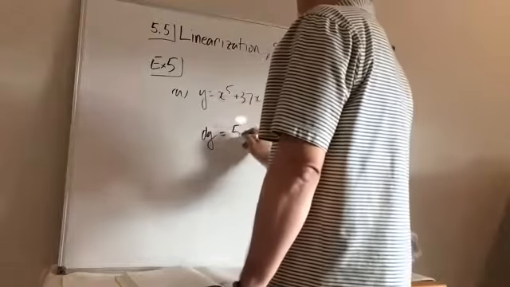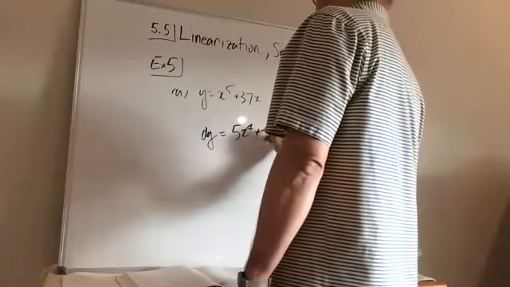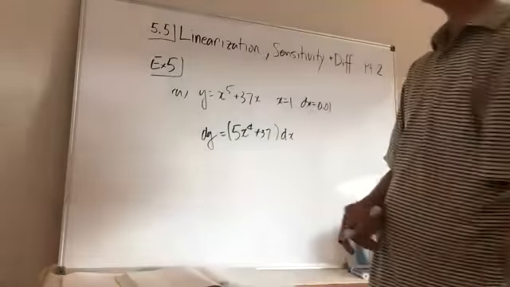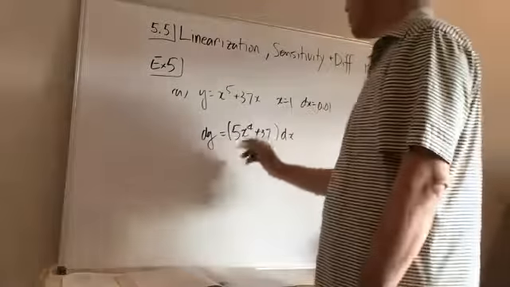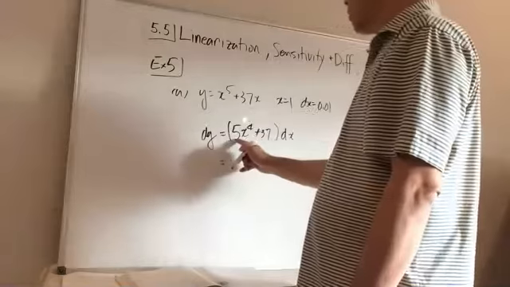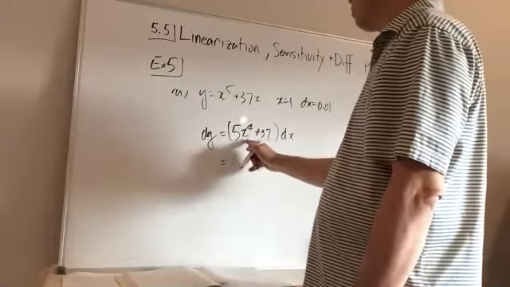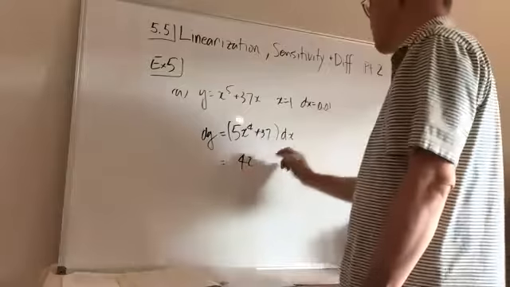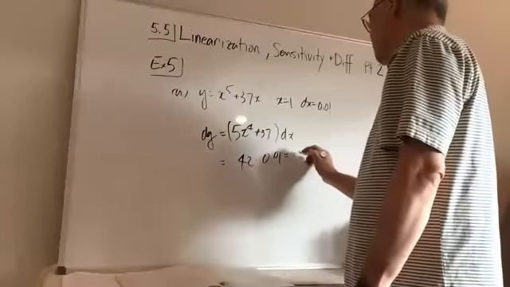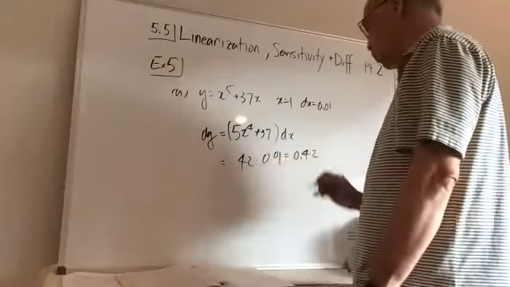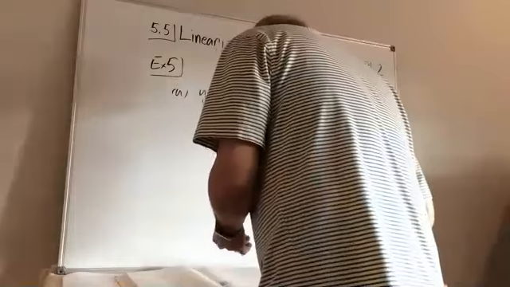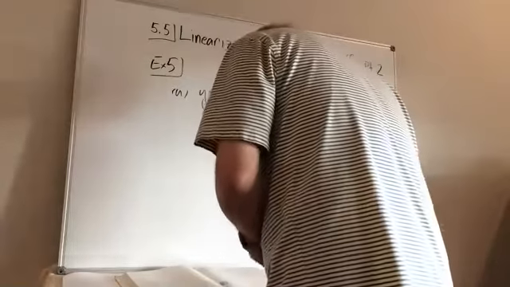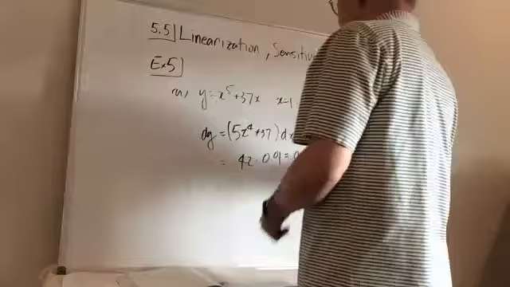So dy is going to be equal to f prime of x times the differential. When x is equal to 1, I'm going to put that in here. So I'm going to get 5 plus that, so it'll be 42 times the dx, which is equal to 0.01. So it's going to be 0.42. Okay, so that's part A. Let's go to B.